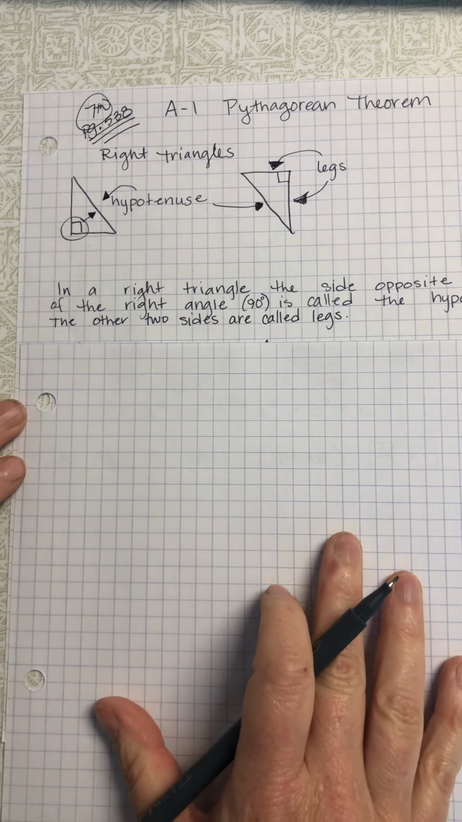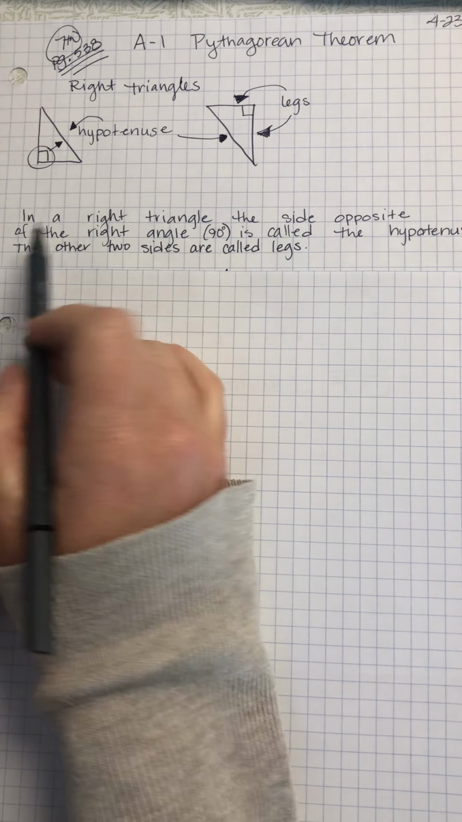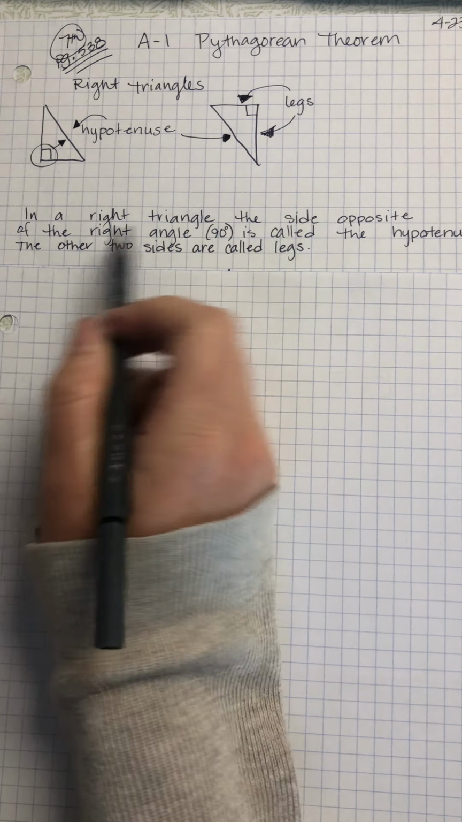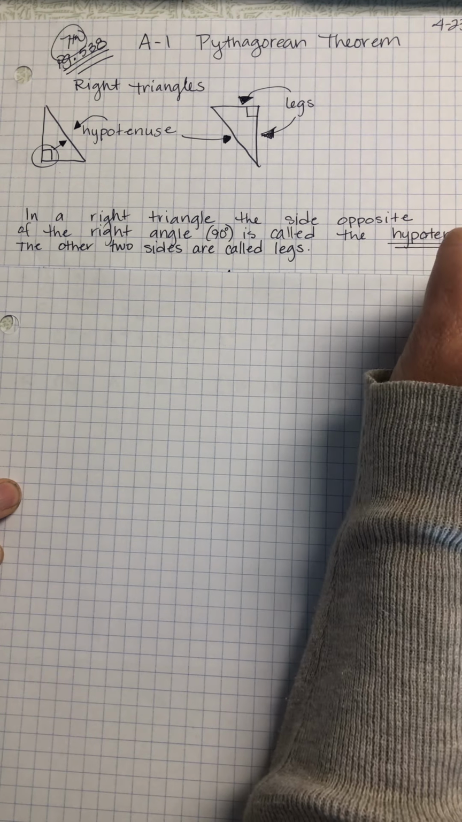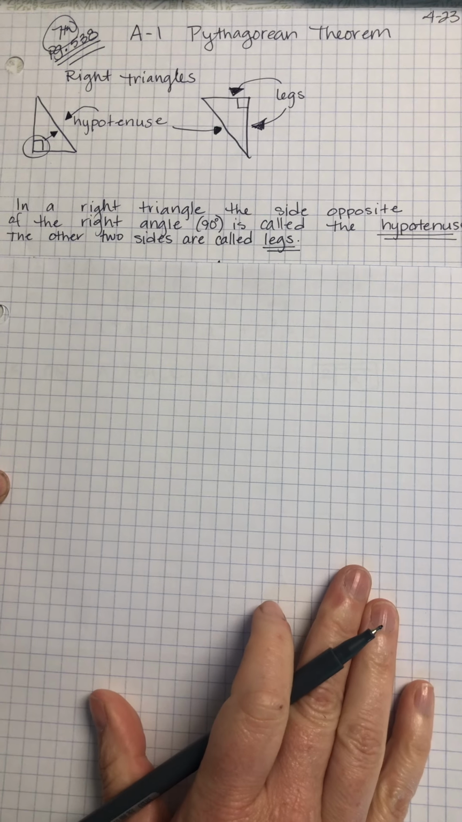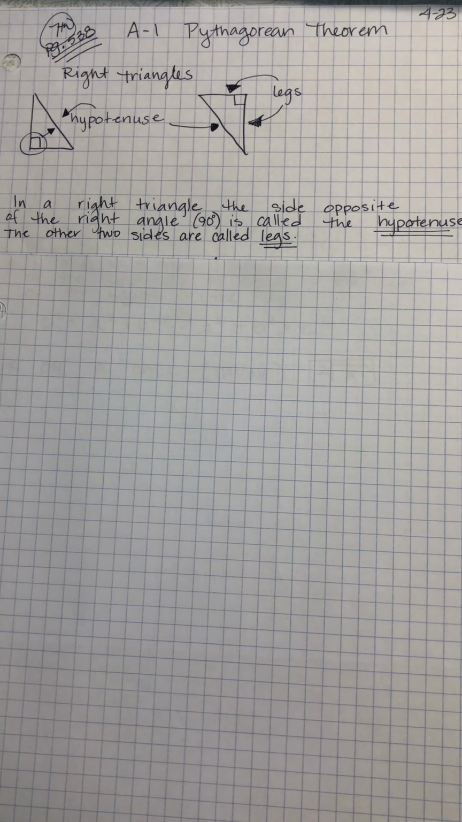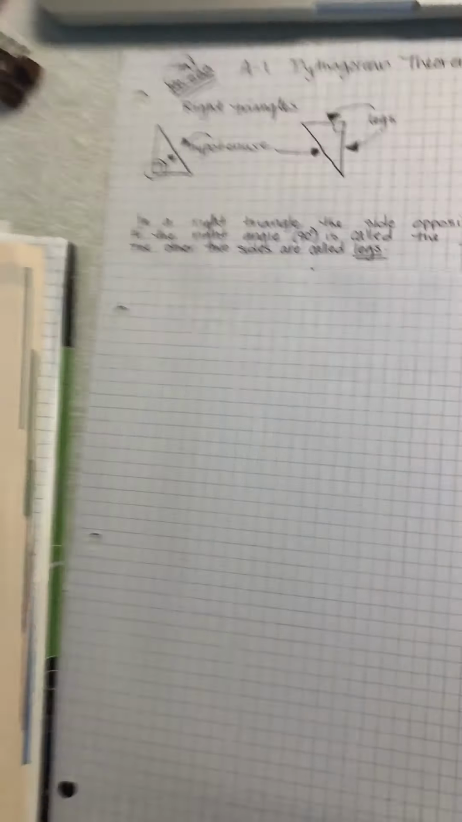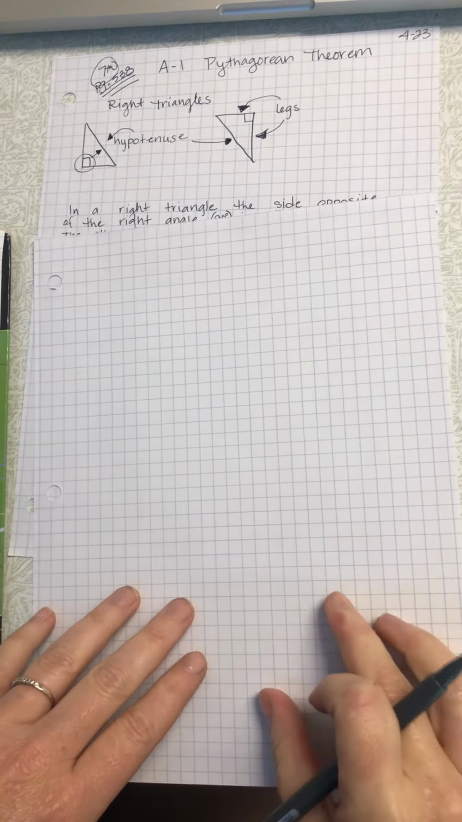I've written that. Okay, so we've got the picture and then we've got the words. In a right triangle, the side opposite of the right angle is called the hypotenuse. The other two sides are legs.